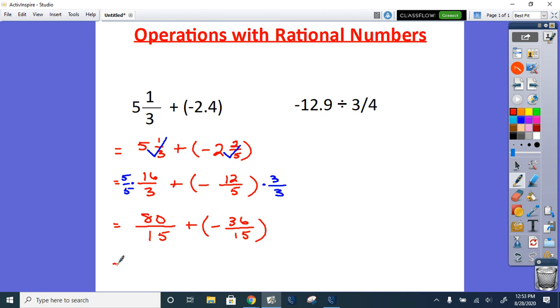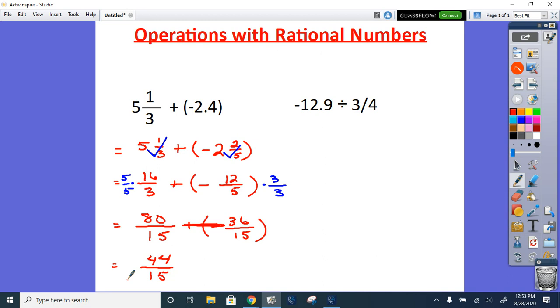So now I take a look. I know my denominator is the same, so that is going to stay the same in my final solution. And now we have to think about I'm adding a negative, which is the same as just saying, hey, I am just subtracting in here. So I'm just going to take 80 minus 36. And we are done. We're done with, what do we got? 44. So I got 44/15.